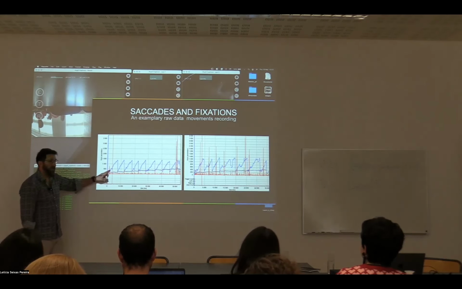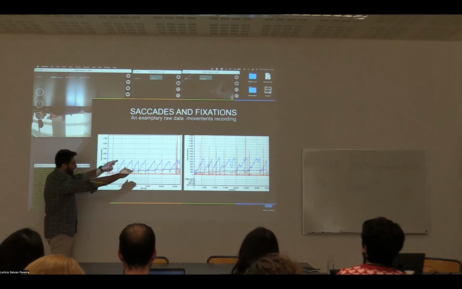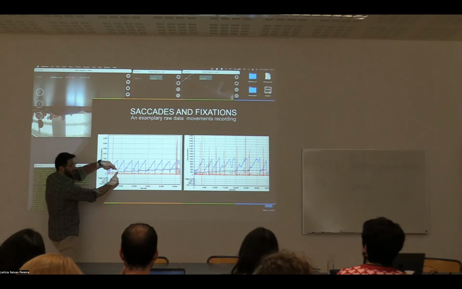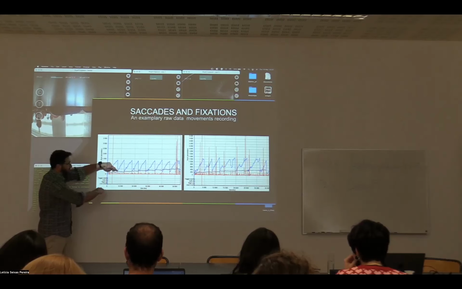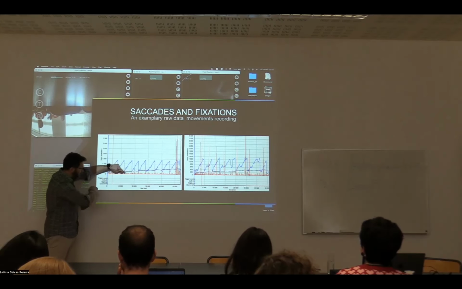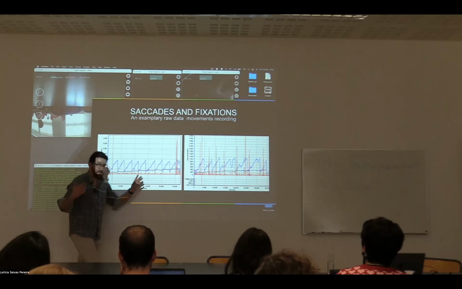So his eyes were moving from left to right, and then coming back to the next line, adjusting slightly to the next line in this vertical axis, and again coming back, again coming back. Here we see saccades, and that's it.